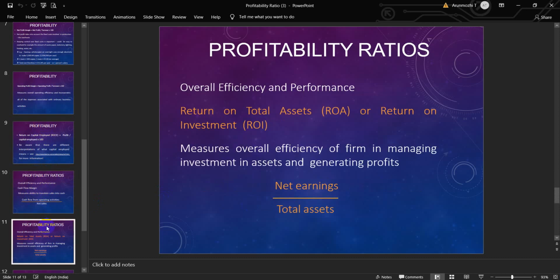Next, we pass on to the overall efficiency and performance, return on total assets. It measures overall efficiency of firm in managing investment in assets and generating profits. It's equal to the net earnings divided by total assets.